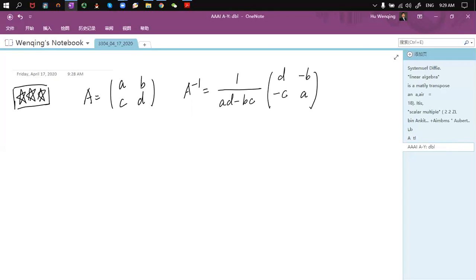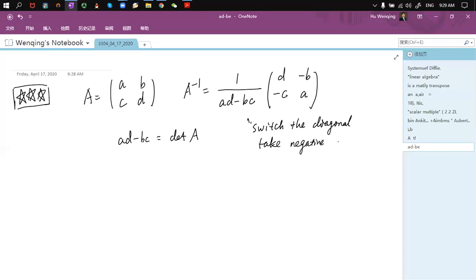and you take a minus sign on the off diagonal. What is ad minus bc? It is nothing but the determinant of A. So the inverse of a 2 by 2 matrix is simply 1 over the determinant, times the matrix where you switch the diagonal and take a negative sign on the off diagonal. So that will be the inverse.